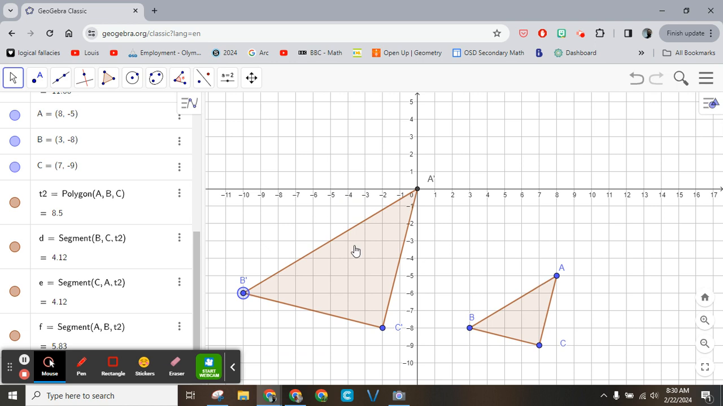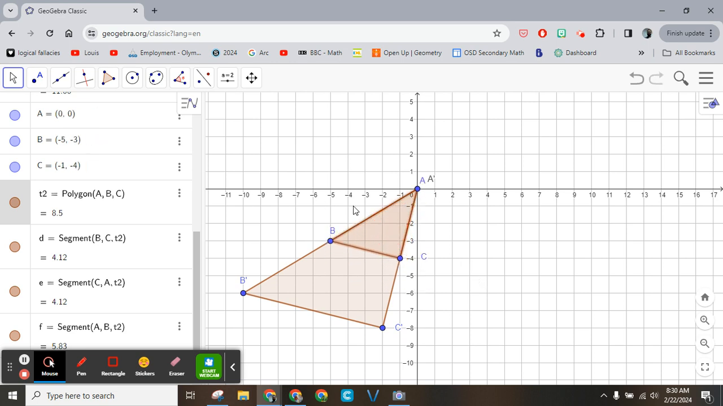Let's demonstrate. 1, 2, 3, 4, 5, 6, 7, 8. That was 8 to the left, and then 1, 2, 3, 4, 5 up.